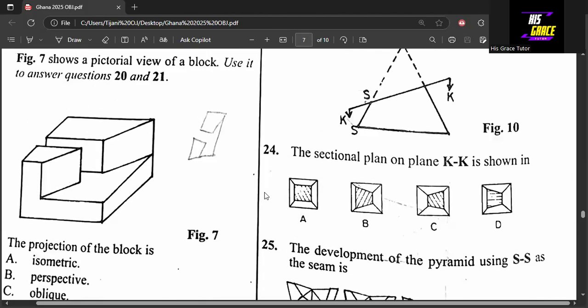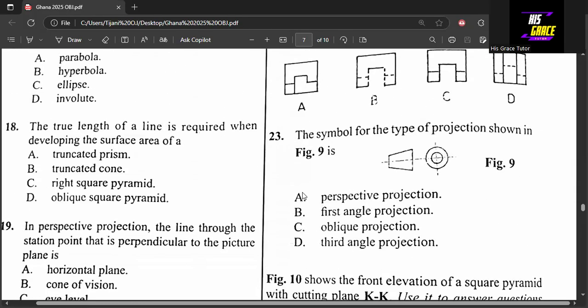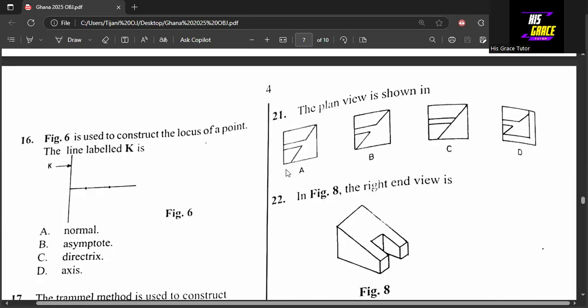Then when we go to question 21, let's look at this shape, because that's all about the plan of this object. You can see the surface, and the surface, and then the surface in the middle. So the answer to question 21 is option A, which is the plan of that particular figure.